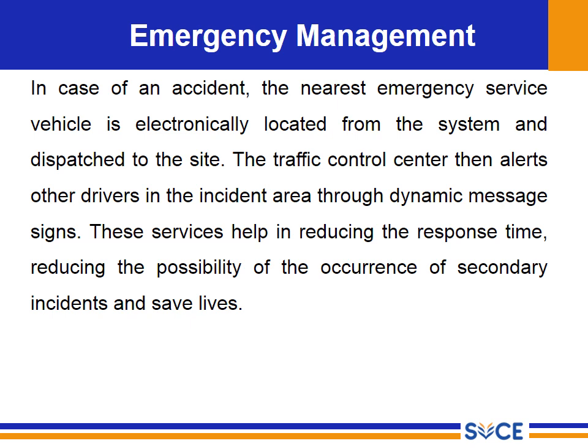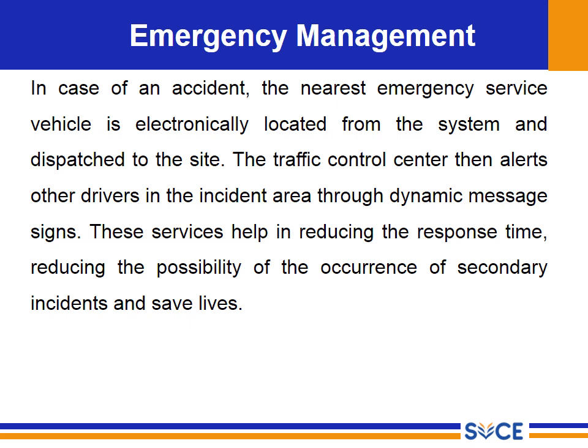In case of an accident, the nearest emergency service vehicle is electronically located by the system and dispatched to the site. It automatically alerts nearby ambulances or firefighting vehicles so that they can reach the site immediately. The traffic control center then alerts other drivers in the incident area through dynamic message signboards. At intervals there are variable message signboards that give information to other road users so that they do not come to cross this incident. The incident location is automatically indicated so that they can take an alternative route. These services help in reducing the response time, reducing the possibility of secondary incidents, and save lives.